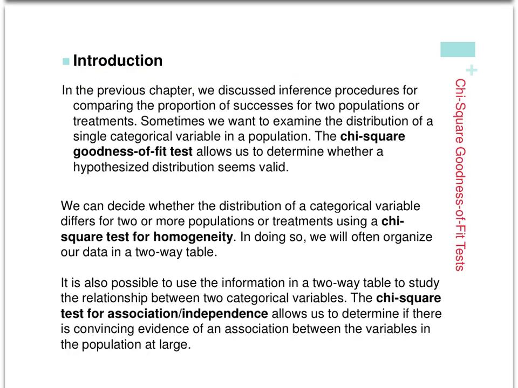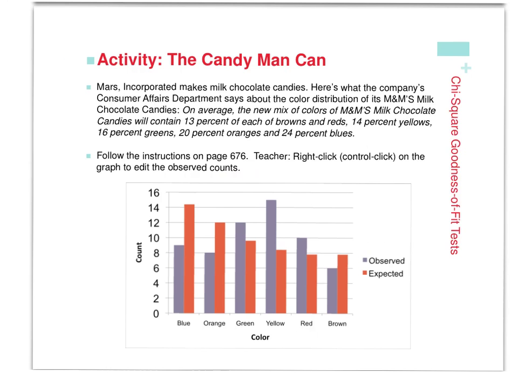Previous to this, we've discussed inference procedures for comparing proportions. We've also done inference procedures for means. The chi-squared goodness of fit test allows us to determine whether the hypothesized distribution is appropriate. I'll show you an example that will make sense at some point here.